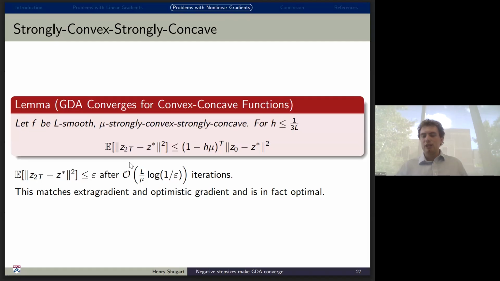And what's interesting here is that this improves over the rate of simultaneous GDA, which gets a kappa squared times log 1/epsilon rate, and alternating GDA, which gets a kappa to the 1.5 log 1/epsilon rate. And so slingshot GDA improves over all other known instances of GDA, at least in the strongly convex, strongly concave setting.